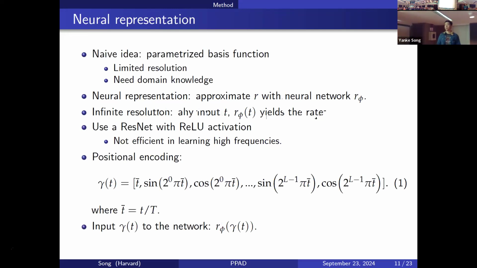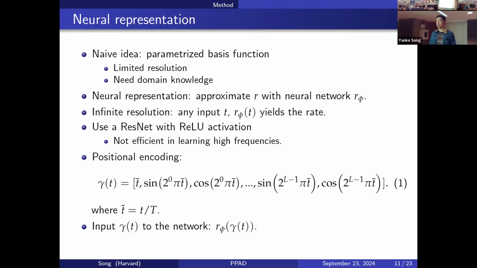Another small technical detail here. Although a neural network, in theory, can fit any shape of function, it usually has some different capacity in practice. So what I'm using is a very generic neural network, which is a ResNet with ReLU activation. But ReLU activation, although it's very commonly used in neural networks, is a piecewise linear activation. So it's not very powerful in learning high frequencies, for example, those very sharp flares that I just showed earlier.